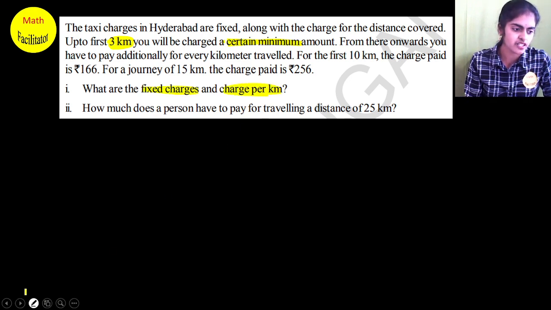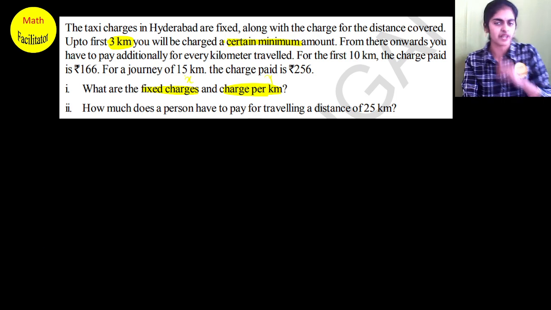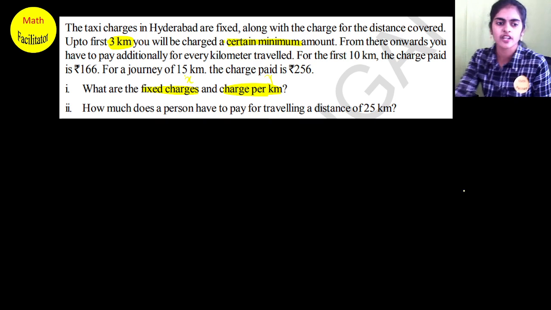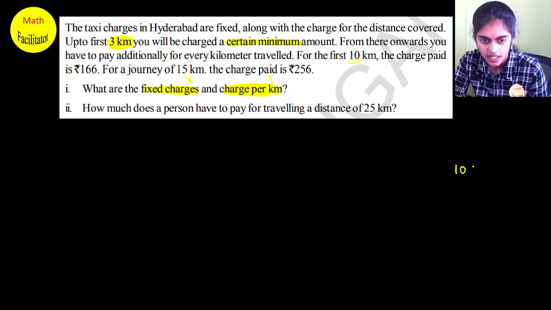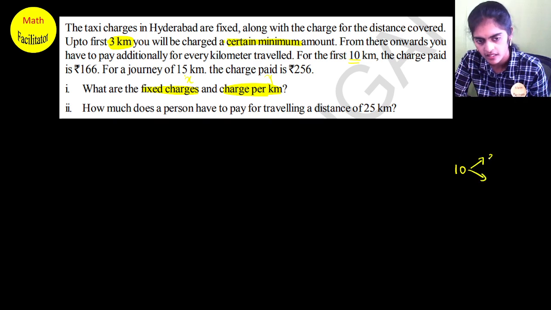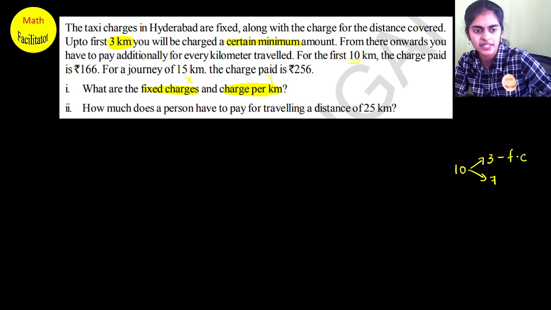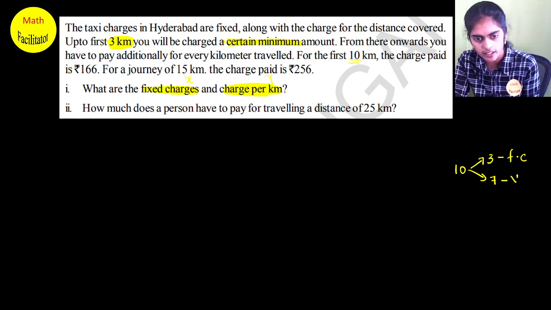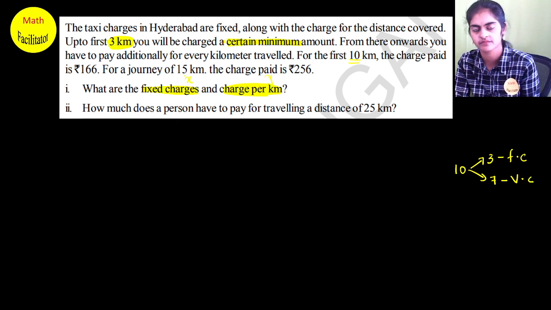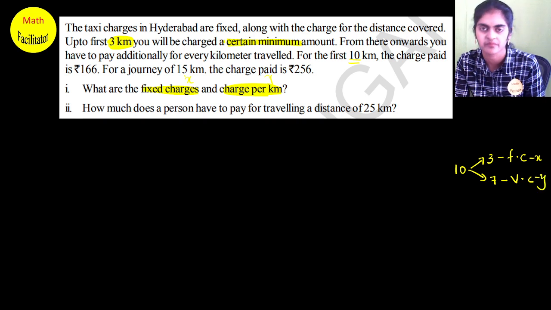Let me assume the fixed charges are x rupees and the charge per kilometer is y rupees. Now, if you are traveling 10 kilometers, out of these 10 kilometers, first 3 kilometers is fixed charge. Next, after 3, how many kilometers more are you traveling? 7 kilometers, because total is 10. This 7 kilometers is variable charge. So fixed charge I am taking as x, variable charge as y.